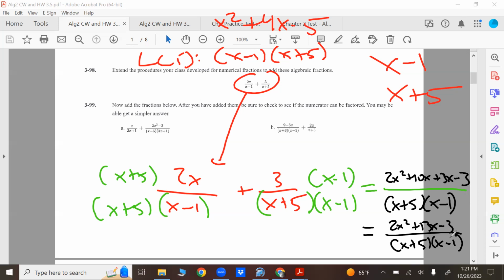If the top factors, go ahead, but rarely is that going to be a possibility. So don't worry about it. Just leave it like that and you're good.